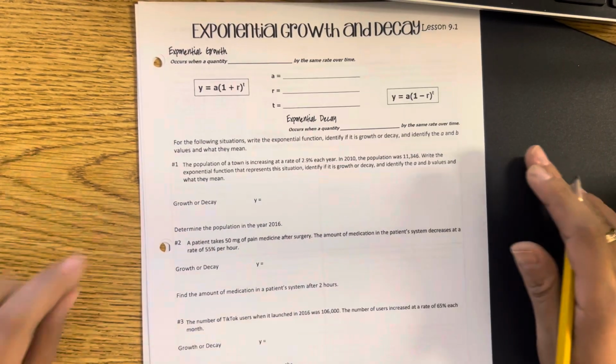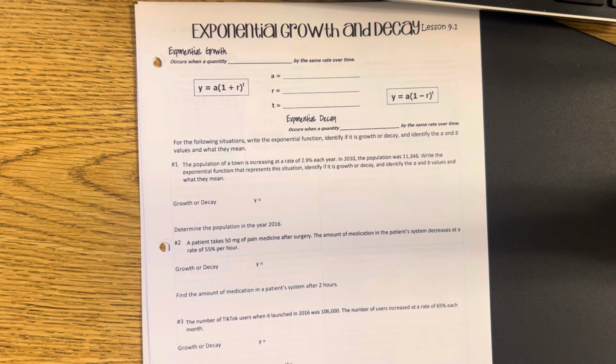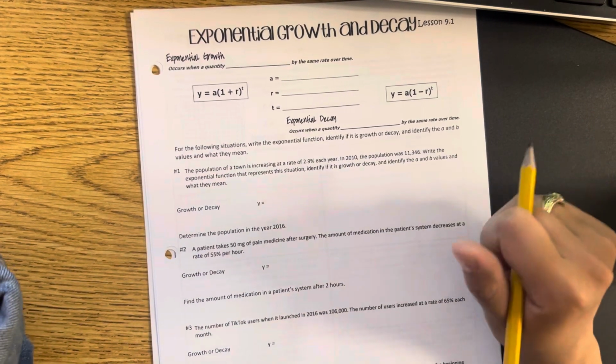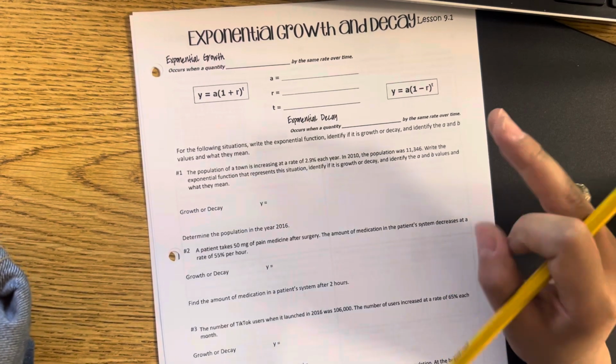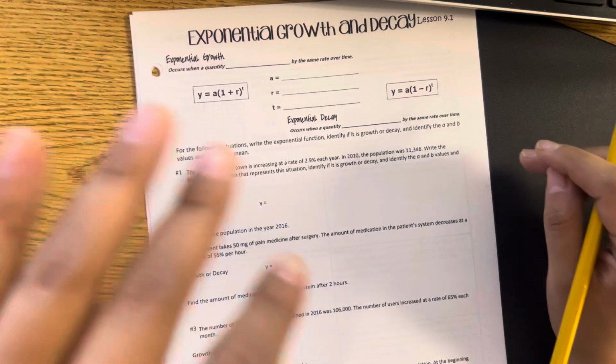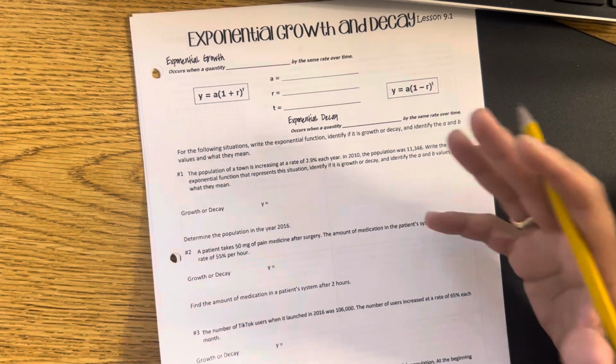Okay, so starting a new chapter. This chapter is pretty short and the lessons are relatively connected from lesson to lesson. We've talked about linear, we've talked about quadratic, and now we're talking about our third and final type of function, which is called exponential. Today we're going to focus on the difference between growth and decay.